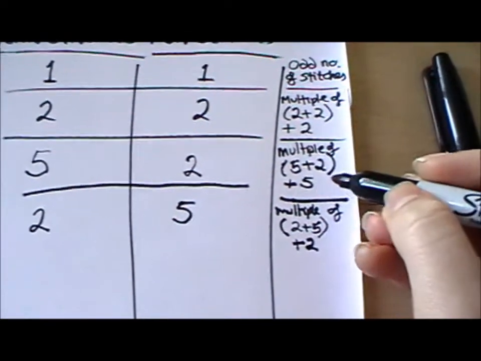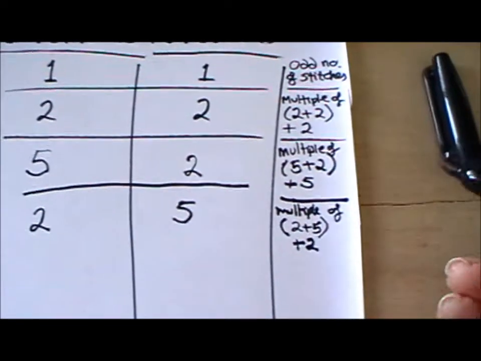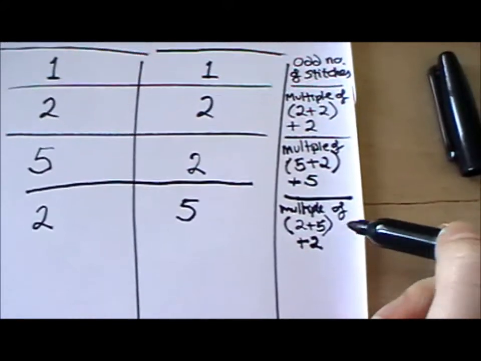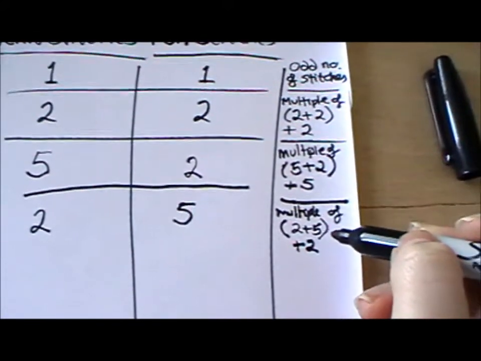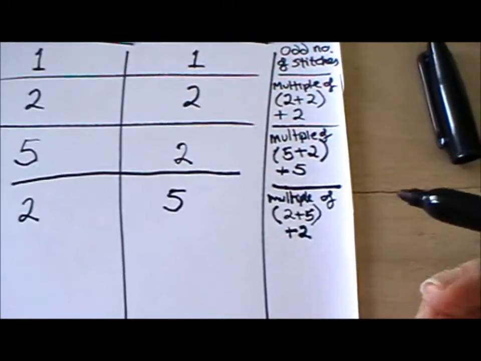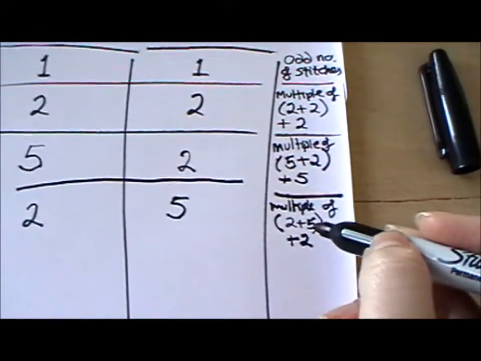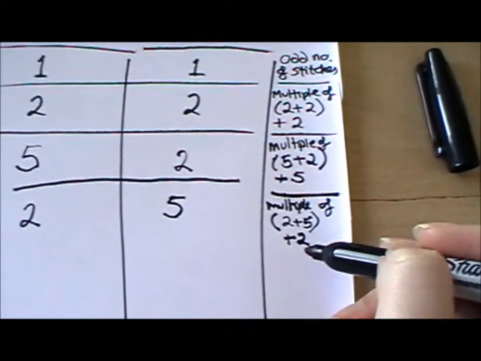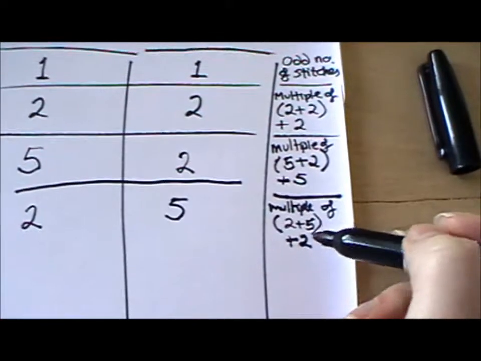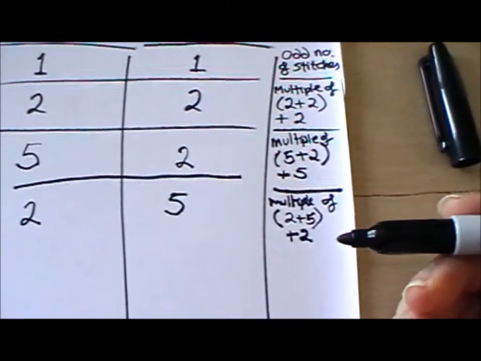So for this one, you do a multiple of 7 stitches plus 5, so say it could be 14 plus 5, could be 19 stitches. This one, it's a multiple of 7 stitches plus 2, so it could be 3 times 7, 21, plus 2, so it'd be 23 stitches you could use, or whatever number of stitches you need.